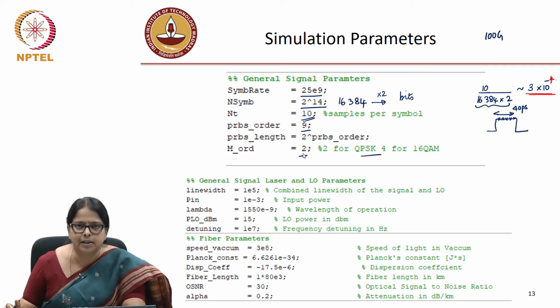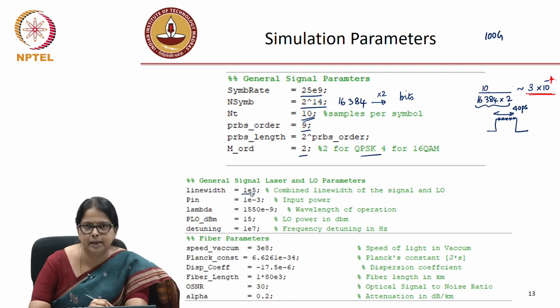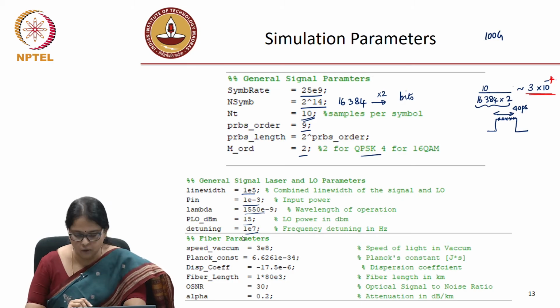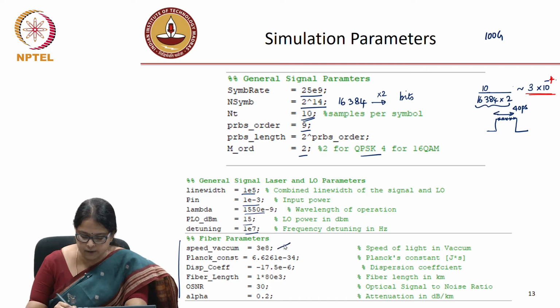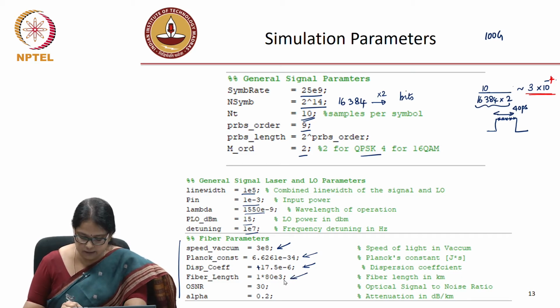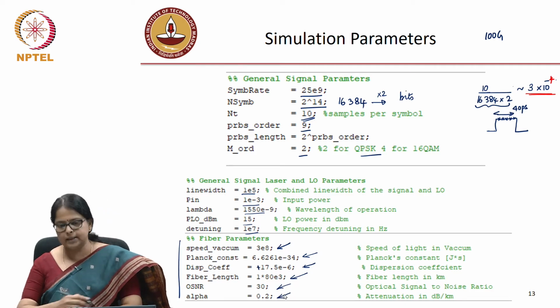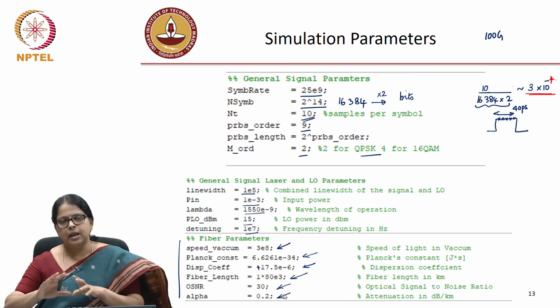Some other simulation parameters I am using are the line width of the laser, which I can keep changing, the input power, input wavelength, the local oscillator power, and the frequency detuning between the signal frequency and the local oscillator frequency. Some of the fiber parameters also need to be defined: speed of light in vacuum, Planck's constant, dispersion coefficient, which should be plus 17 picosecond per kilometer nanometer. Fiber length, I have chosen 80 kilometer for these simulations. Optical signal to noise ratio is a variable, alpha is 0.2. So, these are some simulation parameters that we are setting aside for the entire discussion.